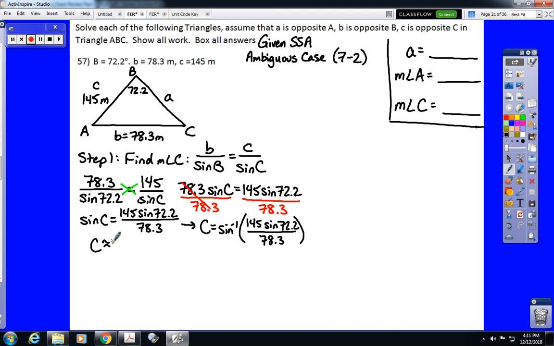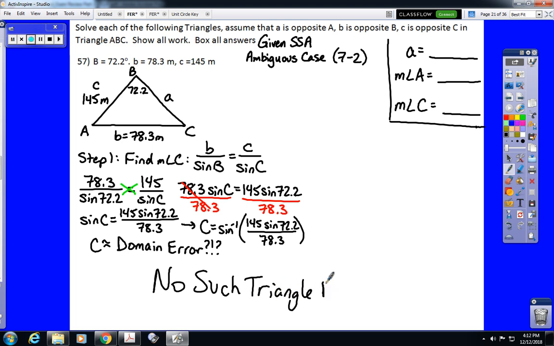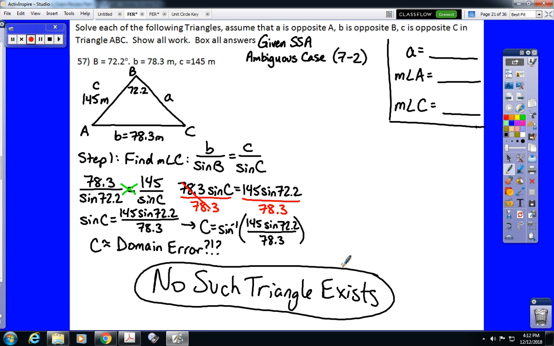Okay? Now if that happens, if you get a domain error, what does that mean? That means no such triangle exists. Remember that with the ambiguous case, there could be 0, 1, or 2 triangles.